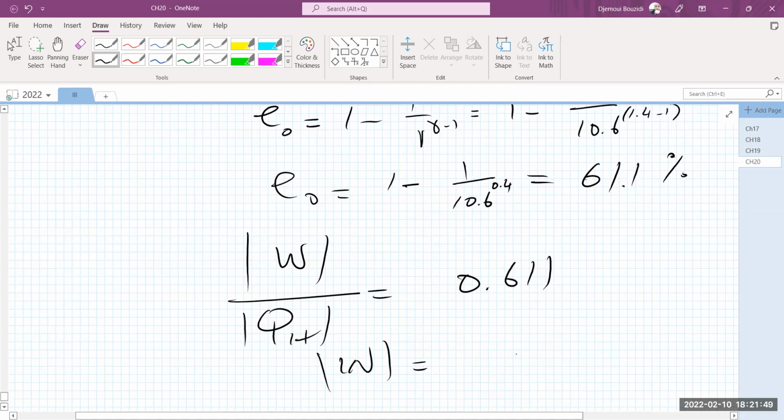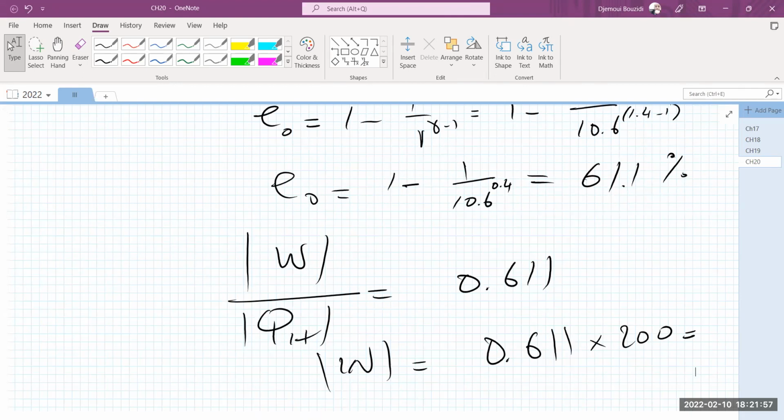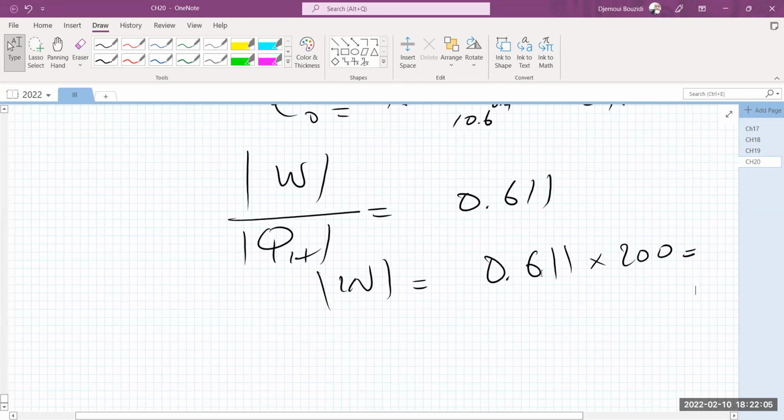W is going to be equal to 0.611 times 200. I can do it by hand. By the way, the 2 zeros cancel. So I have 2 times 1, which is 2, and 2 times 1, which is 2, and 2 times 6, which is 12. So it's going to be 122.2, but I'm taking just 3 sig figs. So I'm going to say it's 122 joules.